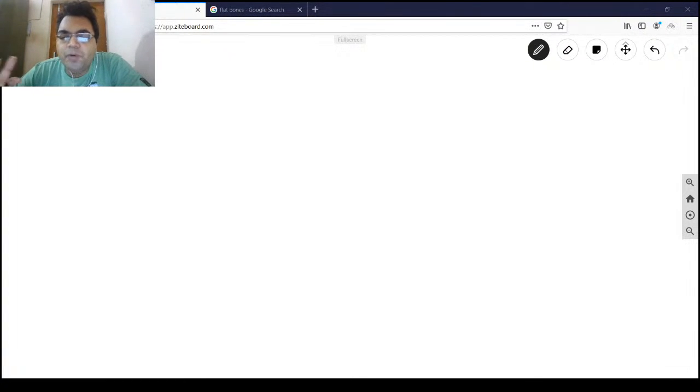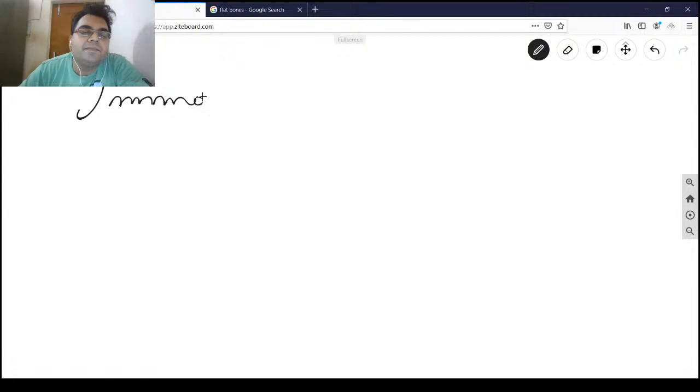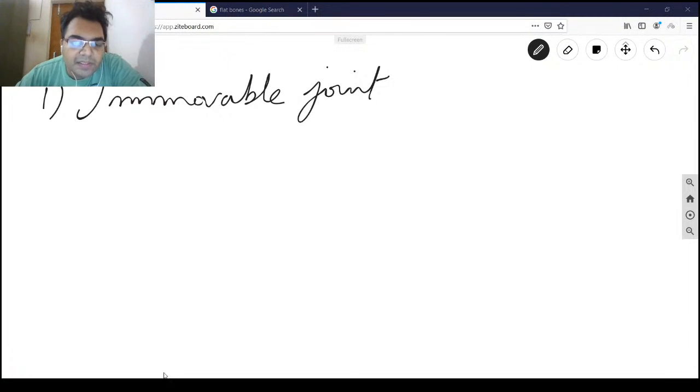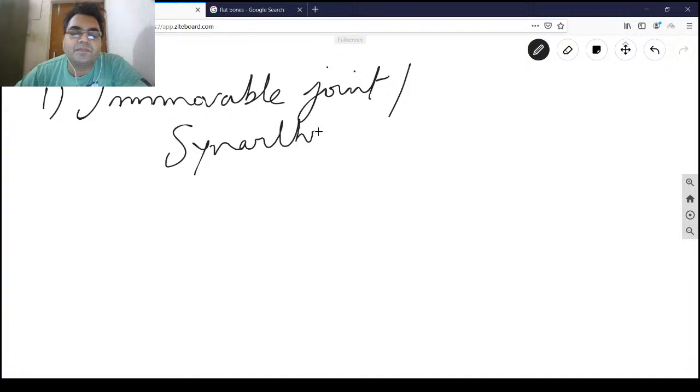Number 1 is immovable joint, which does not move whatsoever. Immovable joint is also known as synarthrosis. Very, very important, this term is synarthrosis. Just remember this thing, that's all. Synarthrosis is the immovable joint.